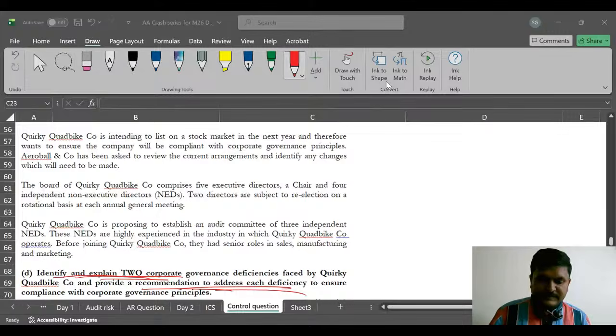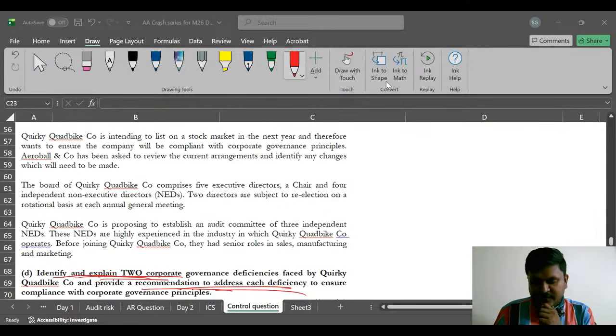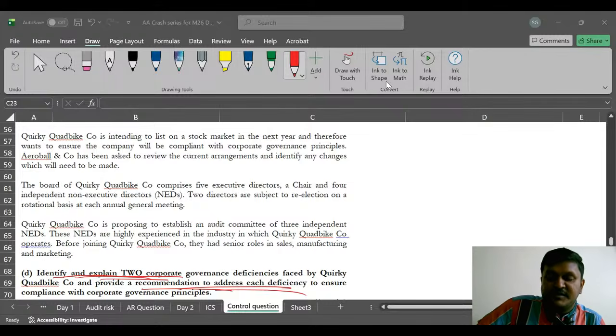Yes? Right. Now let's focus on this minor area over here. Can you guys go through this particular thing and give me the corporate governance deficiencies? Can you give me the control deficiencies over, not control, corporate governance deficiencies over here in this one?